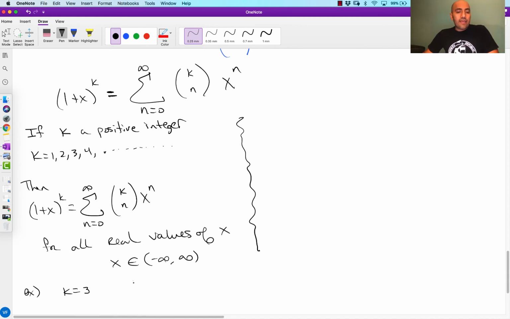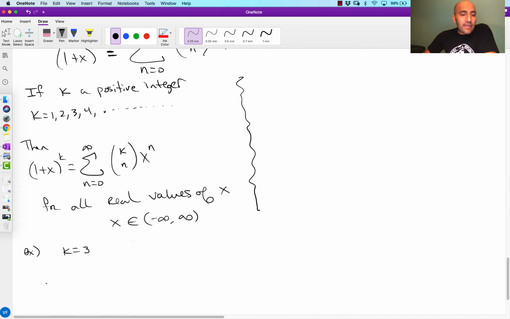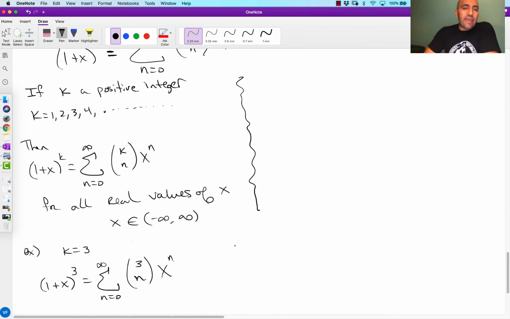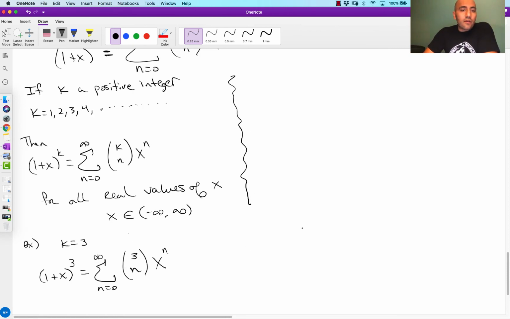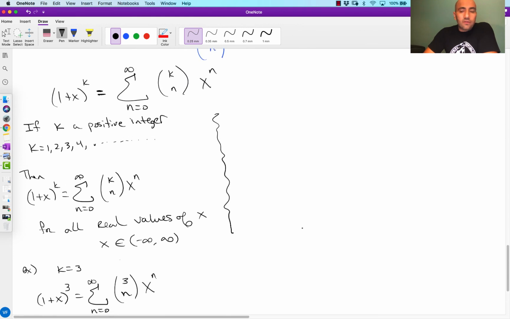Okay? So, for example, what if k was equal to 3? So we're saying that if k is equal to 3, then we have the case of (1 + x)^3. And so this will be equal to the sum of 3 choose n, x to the power of n. Okay, and this will be true for any value of x, right? So this will hold. That's what that means. Okay, well, on the other hand, what if k is not a positive integer? There's another couple of ways in which this could work out.